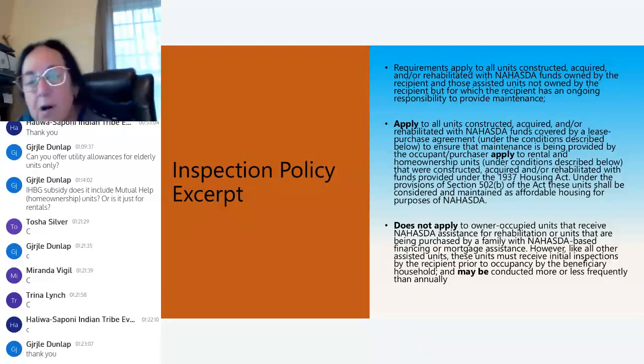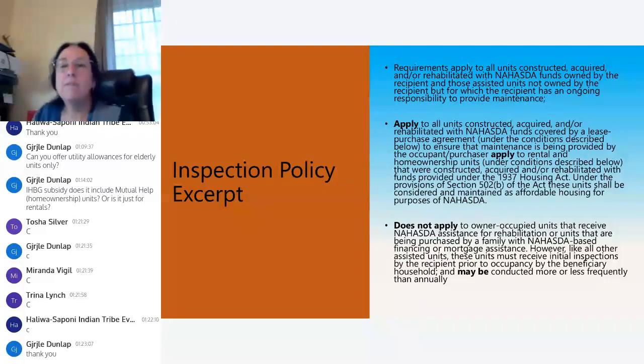Your inspection policy, this is an excerpt. Requirements apply to all units constructed, acquired, or rehabbed with NAHASDA funds owned by the recipient and those assisted units not owned by the recipient, but for which the recipient has an ongoing responsibility to provide maintenance. It applies to all units constructed, acquired, or rehabilitated using NAHASDA funds covered by a lease purchase agreement under the conditions described below to ensure that the maintenance is being provided by the occupant or purchaser. It applies to rental and home ownership units under conditions described below that were constructed, acquired, or rehabbed using funds under the 1937 Housing Act.